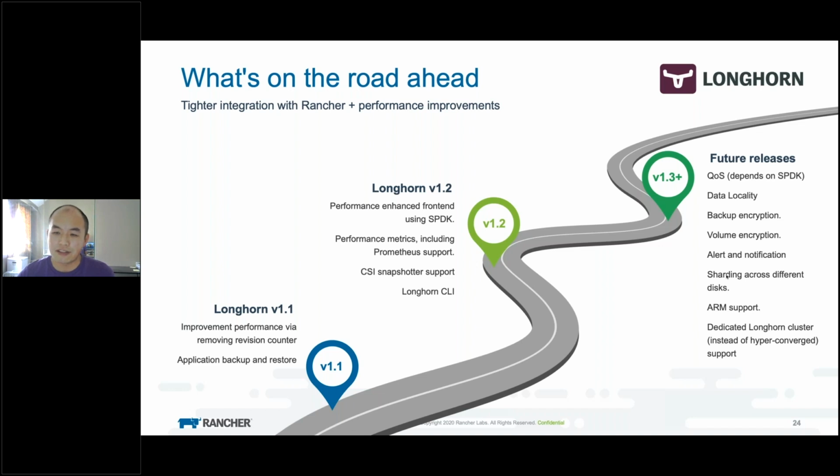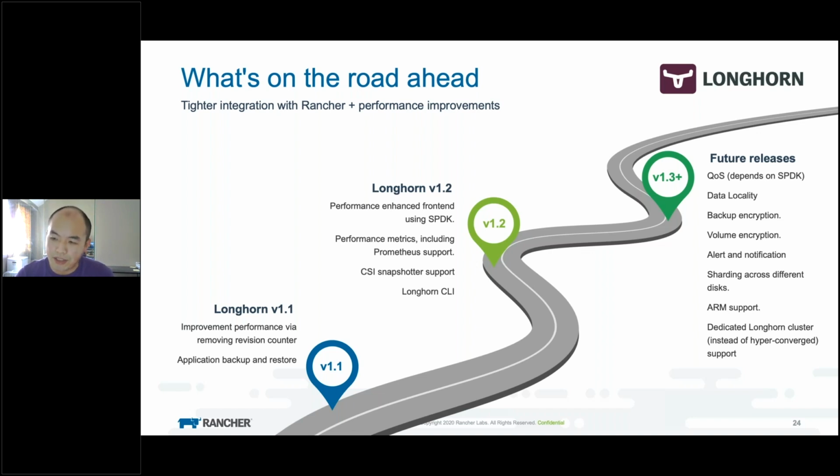For future releases, we are currently planning to have quality of service, which is going to depend on SPDK, and data locality, which many people asked about. The question is: can the Longhorn controller engine only run on the node that has a replica? The answer is no. The Longhorn engine can connect to any remote replica through the network. But we're also looking at data locality, which just means always having a replica locally and doing the synchronization. That's probably going to improve the fault tolerance and the performance of the data flow as well.